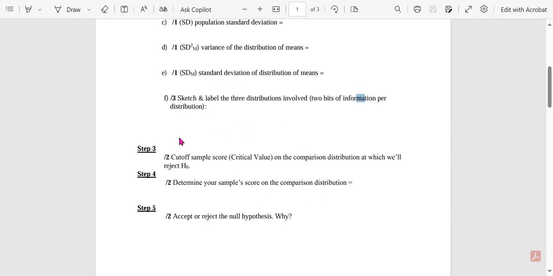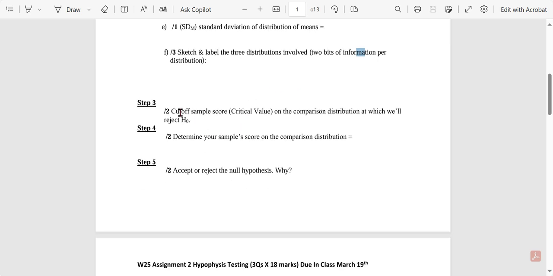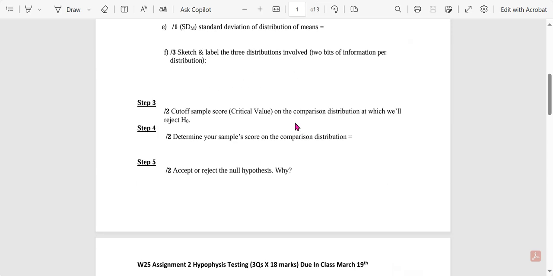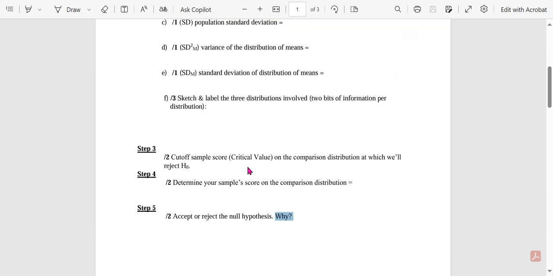And then I want you to sketch the 3. You're going to have a little sample, and then you're going to have your DOM distribution, and I want 2 bits of information for each one. Now, what's your cutoff score or critical value, based on that? Is it higher, lower, or are we looking for a difference? And then step 4, Z it up, determine the sample score. Step 5, accept or reject the null. Why? 2 marks. Okay? So it's all laid out here, the whole question on how to do it step by step.